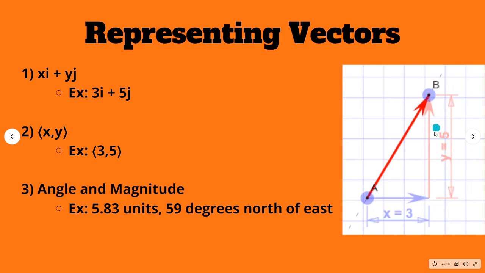And then similarly, you can find the y component by doing the same thing, except for sine. So you can do sine of 59 degrees times 5.83. And that should give you 3 units for x and 5 units for y. And so when you're graphing it out, all you need to do is, again, move 3 units to the right and 5 units up and connect the dots.